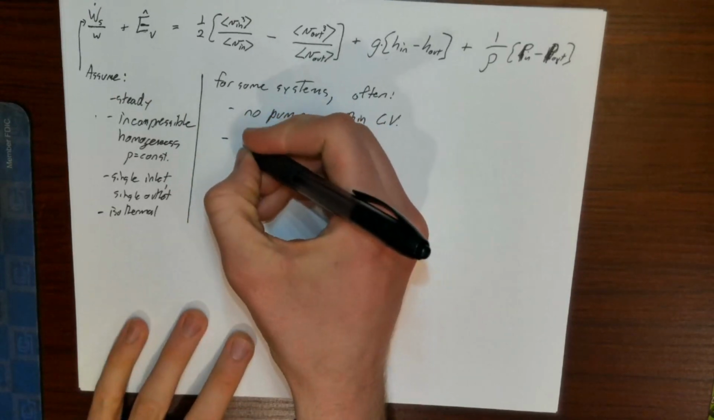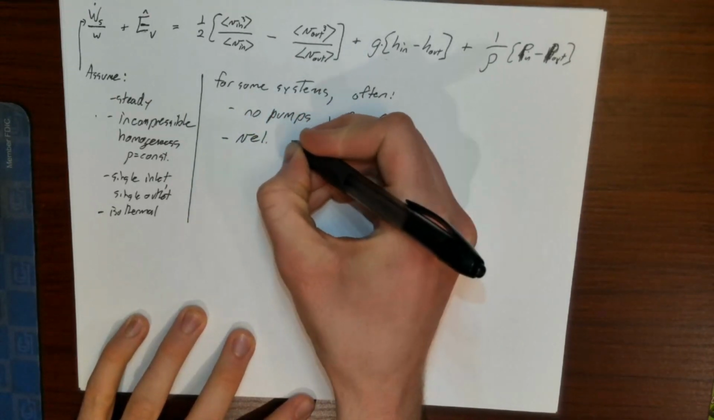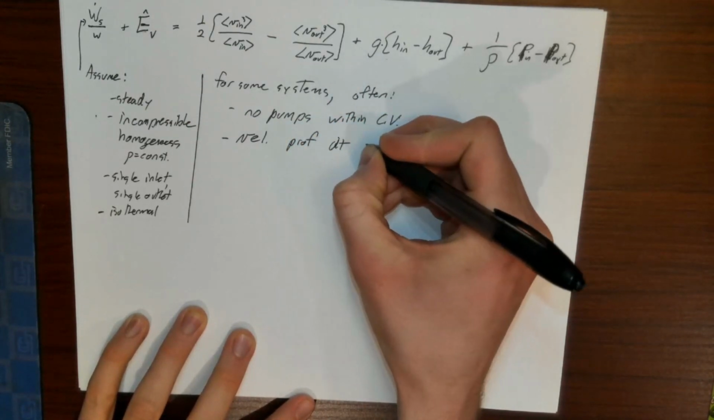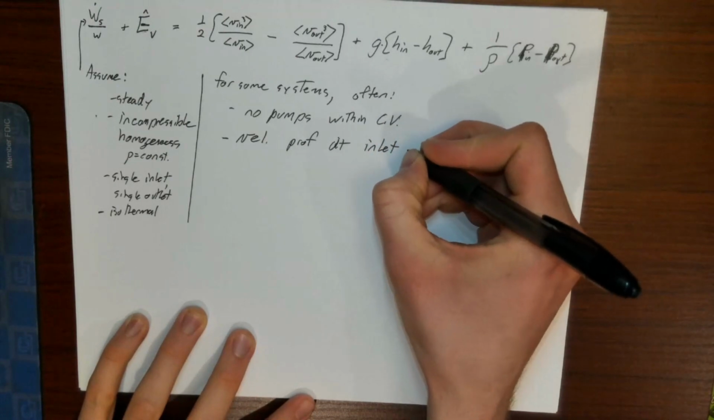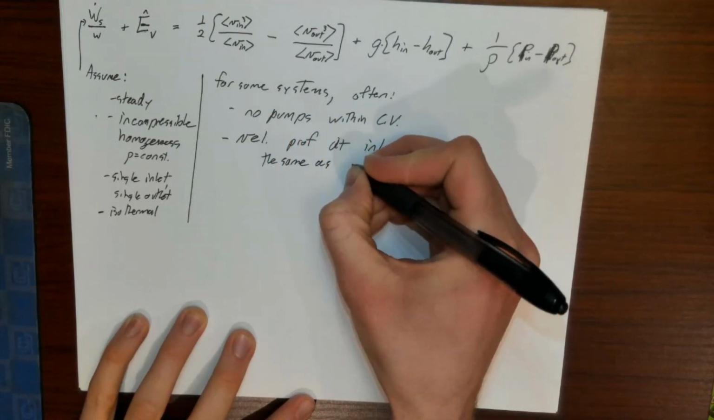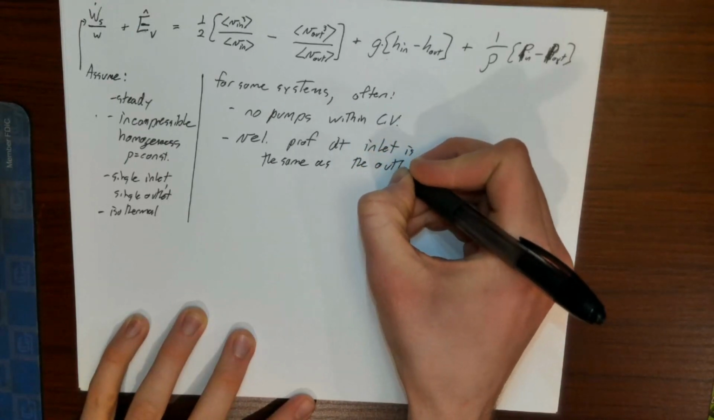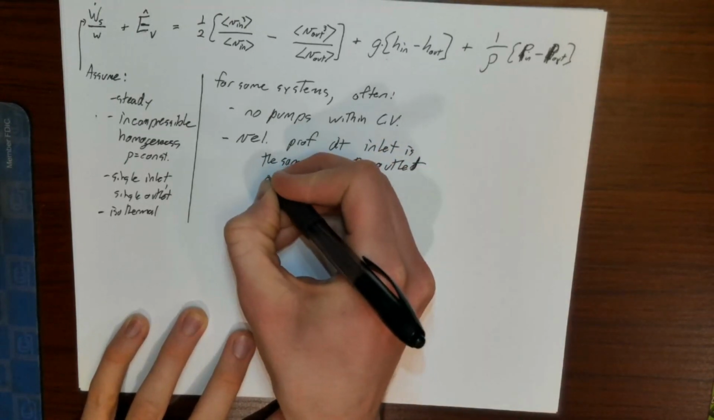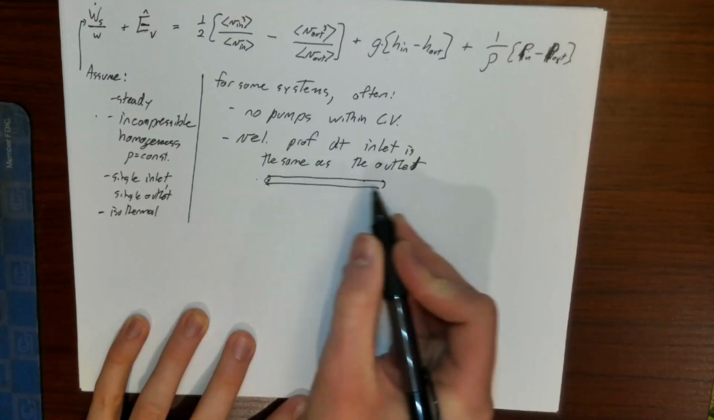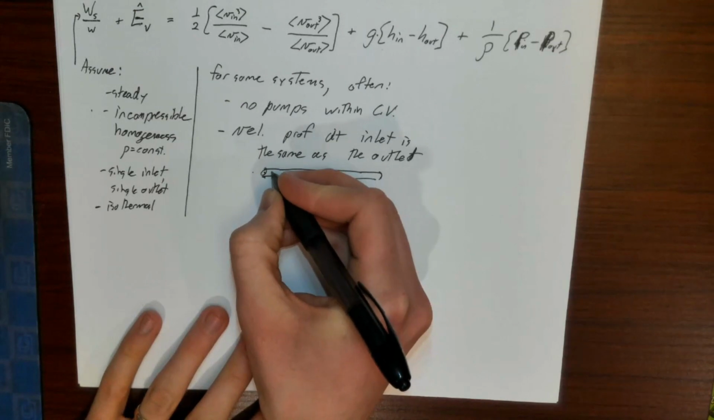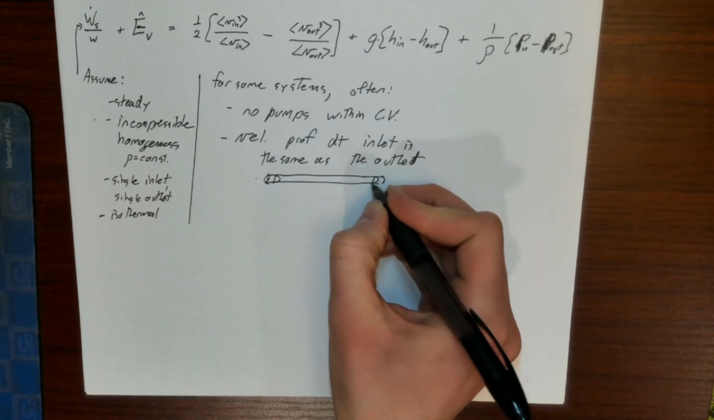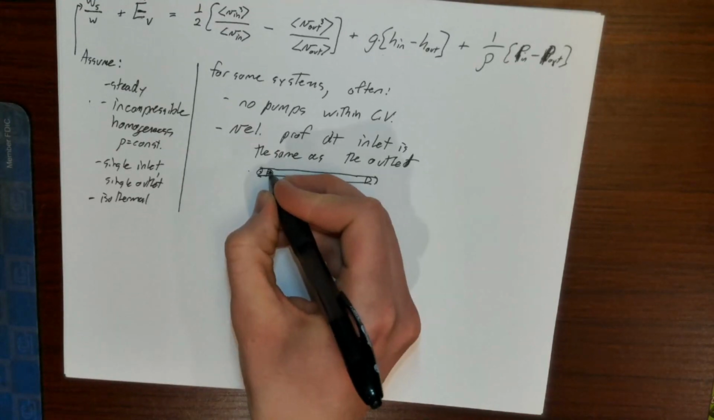A lot of times the velocity profile at the inlet is the same as the outlet. So for example, if I have a pipe with some diameter here, and the pipe has the same diameter here as here, a lot of times, unless we have some weird entrance effects, we have the same velocity profile here as here at various points in the flow.